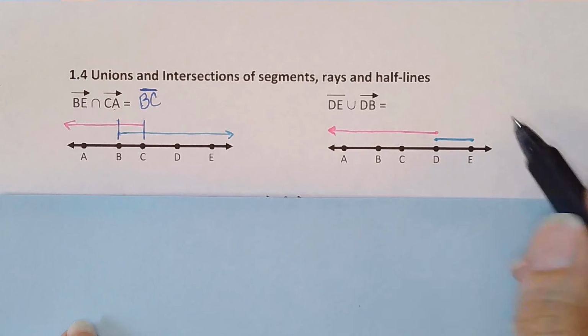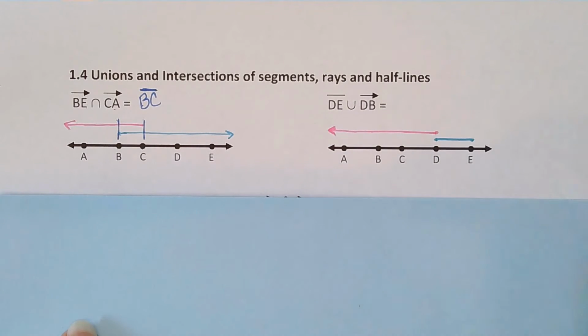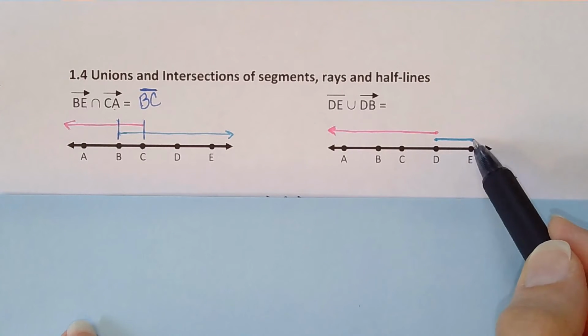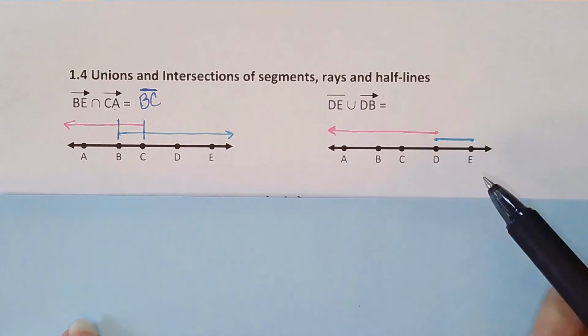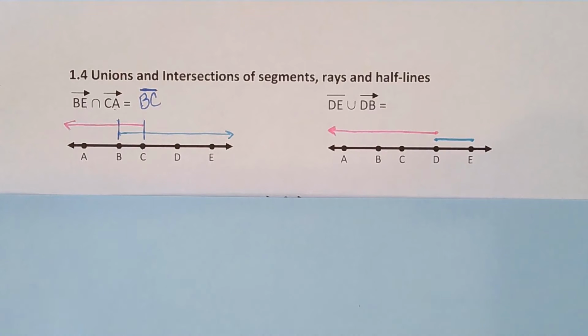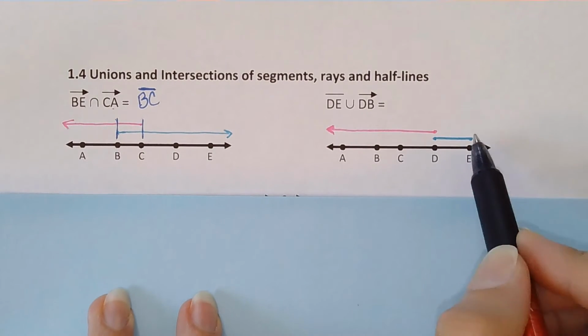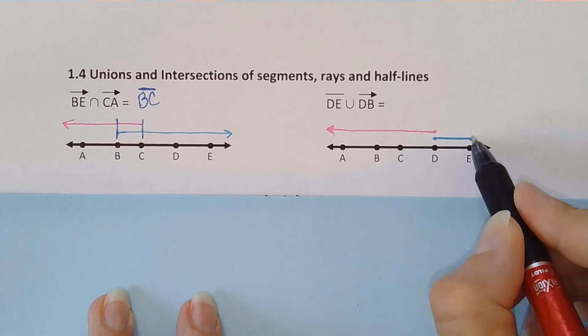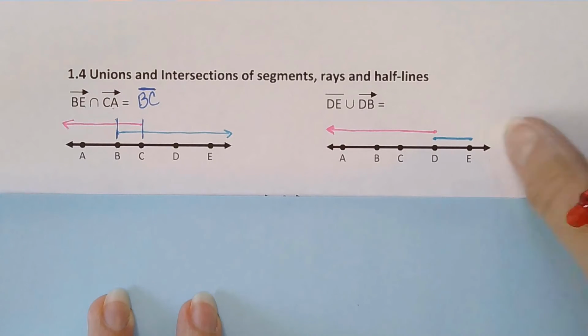And what I'm looking for here is the union of these two. I'm looking for the union of this segment plus this ray here. Remember the union, I'm going to marry those two together. So I want everything that has any kind of color. Anything that has any kind of color is going to be part of my final answer. And so what do I notice about this? I notice that I've got an endpoint right here. I don't go past E. It stops here at E.